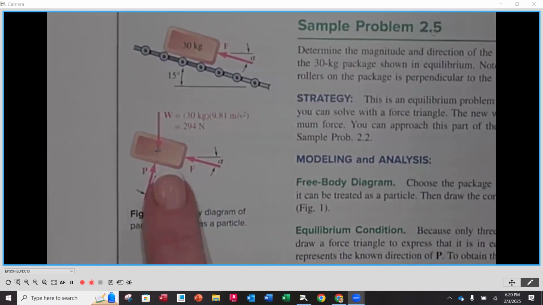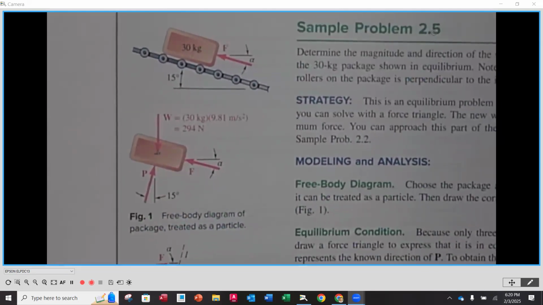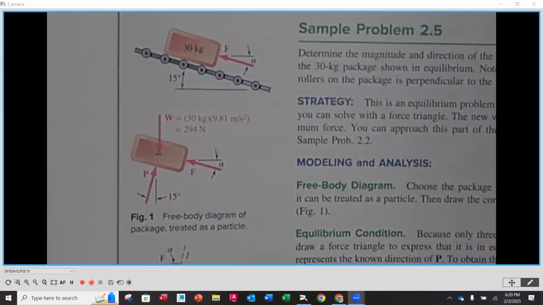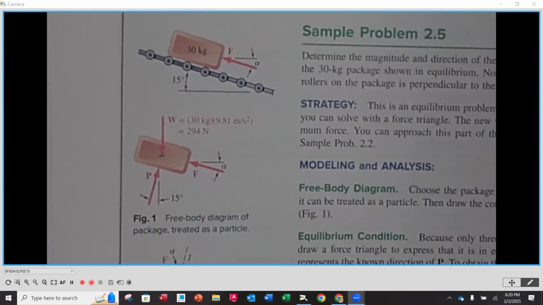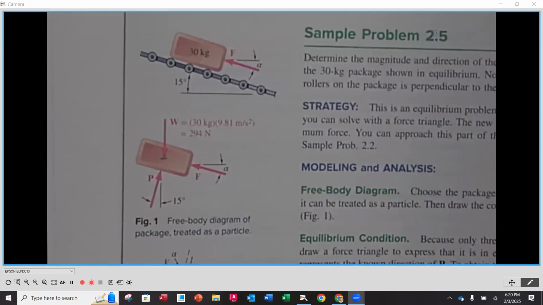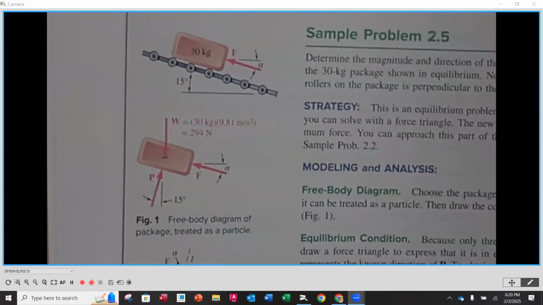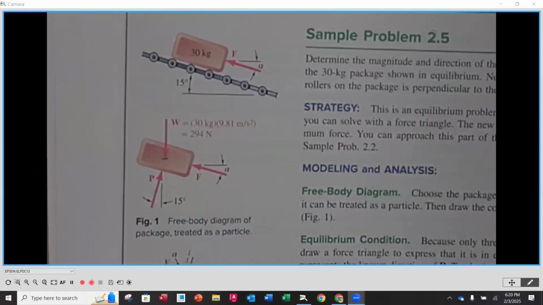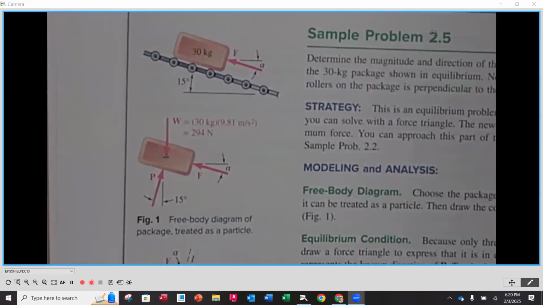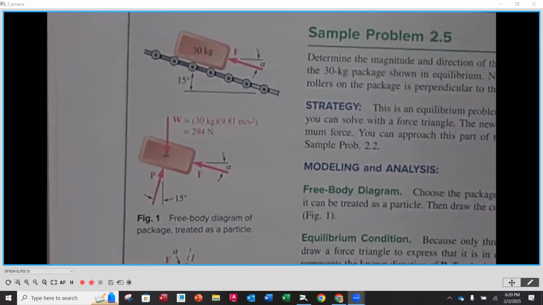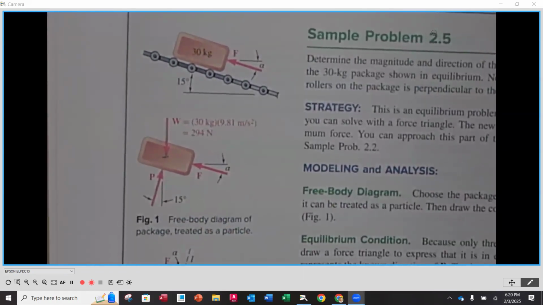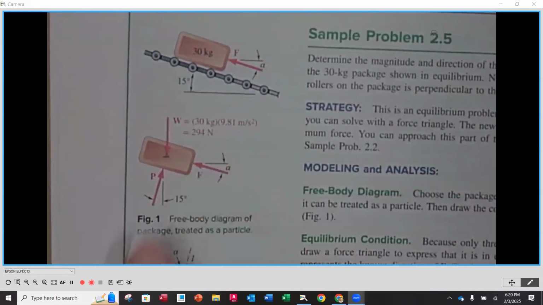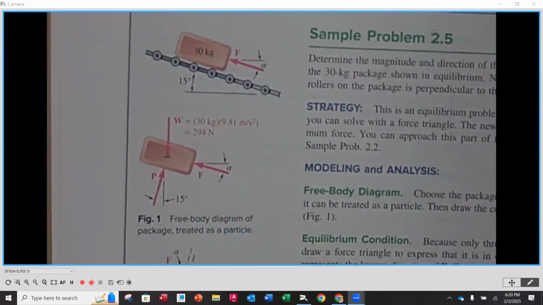Right now you're going to notice here we have our block. Going through the center, or the geometric center, or the center of gravity of that block is going to be the weight of that block. We're given the mass, so we're going to have to calculate the weight by taking mass times gravity. Since we're in the metric system, it's going to be 9.81. They calculate that there, and we'll show that in our calculations as well. So one of the forces acting on this block is going to be the weight.